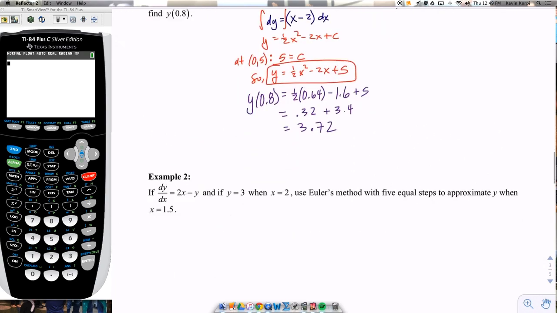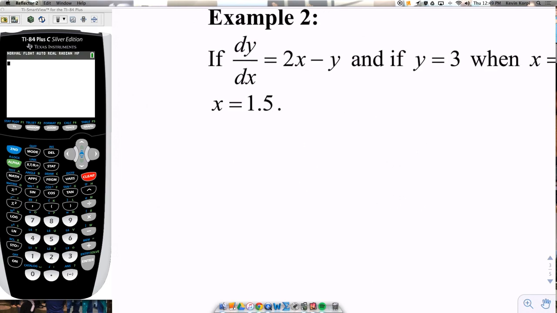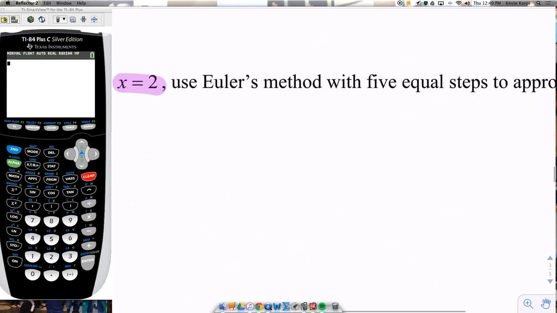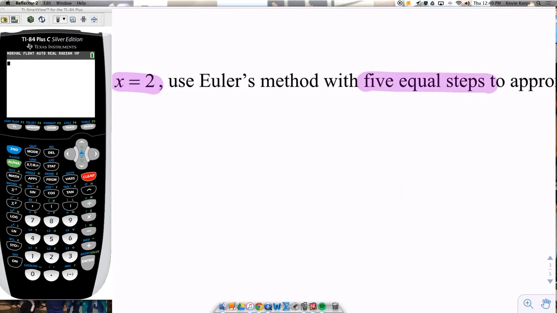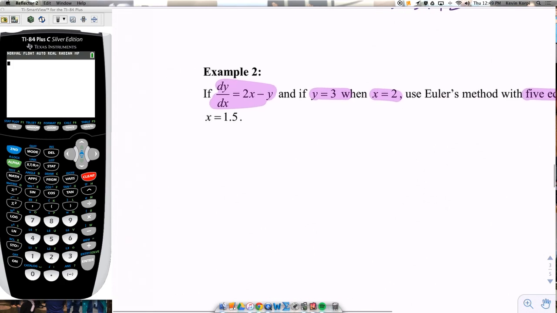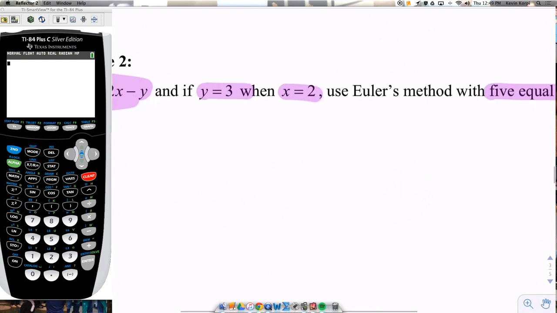All right, example 2. We're going to do this one together. If dy/dx equals 2x minus y, notice you're given a differential equation in terms of x and y. And if y is 3 when x is 2, there's your starting value. Use Euler's method with 5 equal steps. Holy moly, that's a lot of steps, relatively speaking, to approximate y when x equals 1.5. All right, step 1, what method are we going to use? Yeah, it says Euler's.